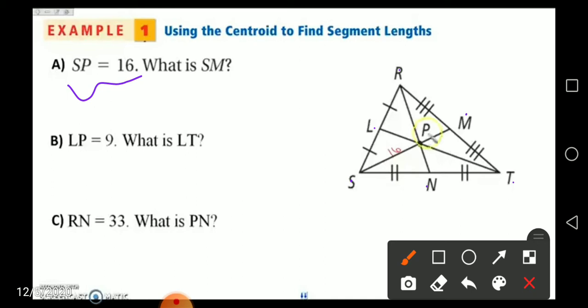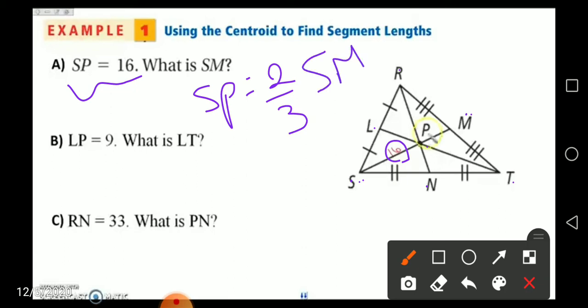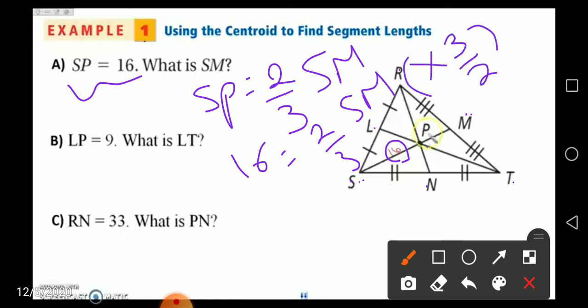If SP is 16, what's SM? Remember, I said that SP is 2/3 of SM, right? So if 16 equals 2/3 SM, I'm going to multiply by the reciprocal, which is 3/2, and then solve for SM.